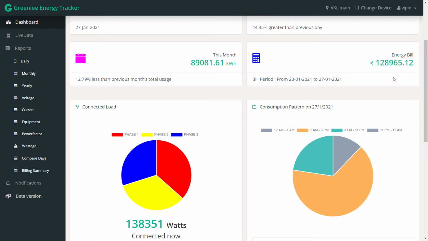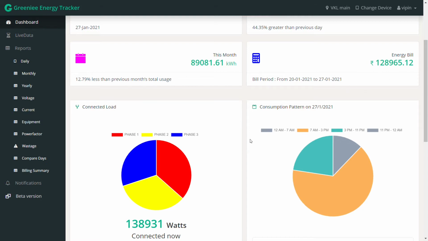On the right hand side, you get to see the bill amount. And in Greenie, we can program your specific tariff in the system to get an accurate bill amount and bill cycle. It does not matter what kind of tariff you have. Some of you might have different tariffs for different times of the day or a telescopic rating. We can do all of that.